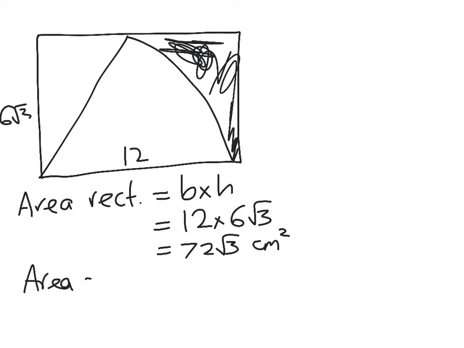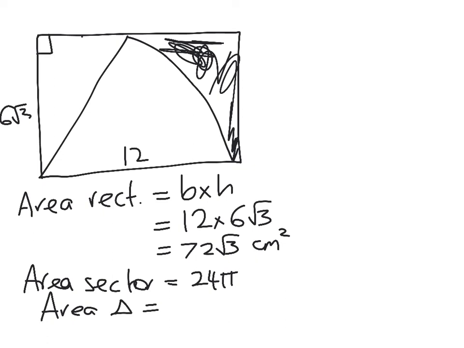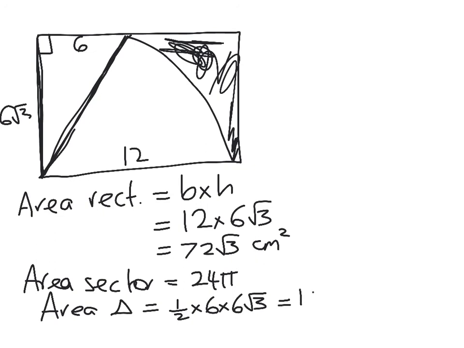The area of my sector we already got is equal to 24 pi. The last thing to work out is the area of the triangle, and I can do that using half the base times the height because I've got a perpendicular height. I'd get the same answer if I used half ab sine C, but we'll do it this way here. So we've got half times 12 times 6 root 3, and that gives me 18 root 3. So they're the calculations that go in.